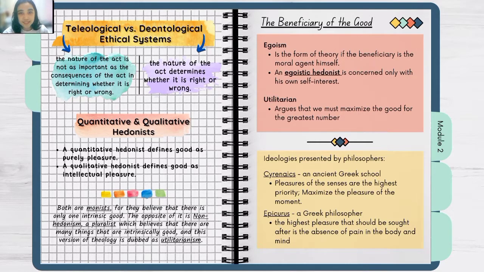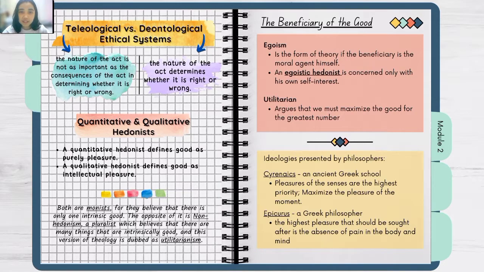Non-hedonism is its opposite, which believes that there are many things that are intrinsically good. Hence, they are pluralist, and this version of teleology is dubbed as utilitarianism. The main contrast between teleological theories is their view regarding the beneficiary of the good. The theory is in the form of egoism if the beneficiary is the moral agent himself. They live with the maxim, the act promotes the greatest good or pleasure for me. And an egoistic hedonist is concerned only with his own self-interest.